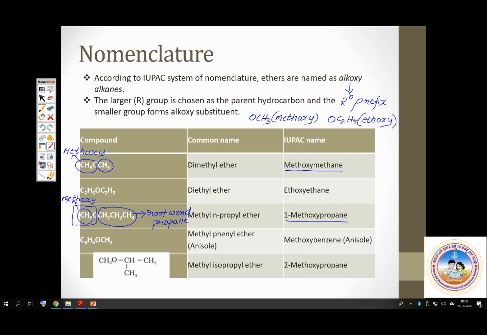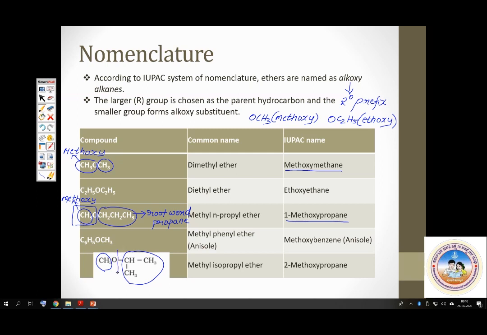So practice these rules once again. I'll give you one more example. Just one more example. The last example. Here you have two alkyl groups again. One is methyl and this is isopropyl. Between methyl and isopropyl, which is bigger? Obviously the isopropyl chain with 3 carbon atoms. Hence this becomes the main chain. Then you treat this as a substituent, methoxy substituent.